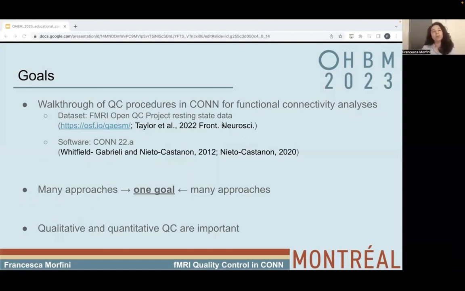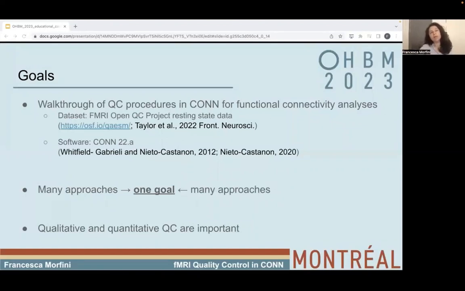I hope that today's presentation will speak to two general concepts. The first is that while it is easier to agree upon a final goal for quality control, this being to ensure good data quality, it is a little bit more challenging to agree on how to achieve such an outcome.